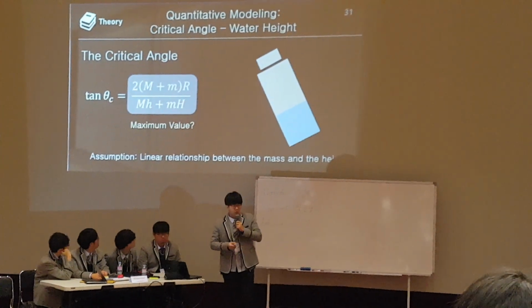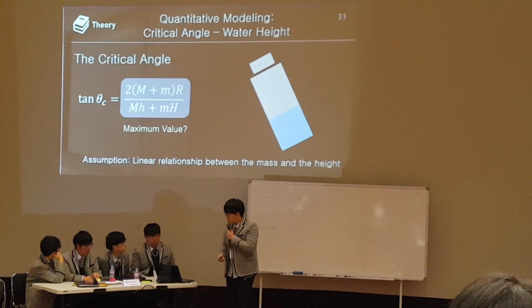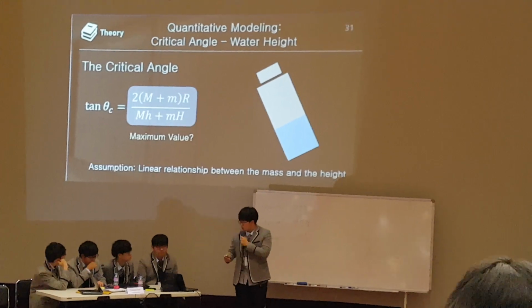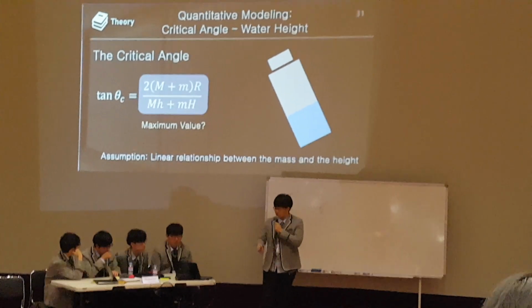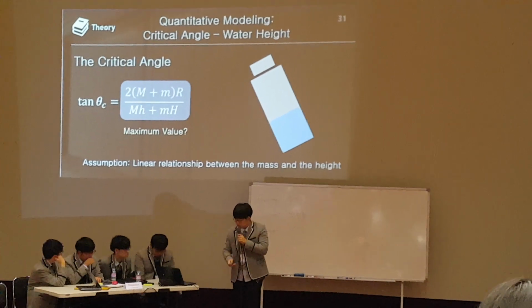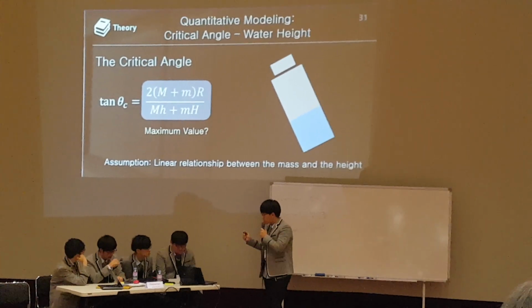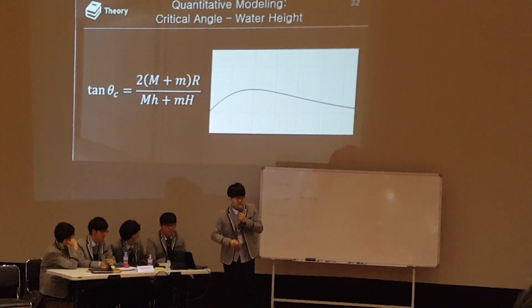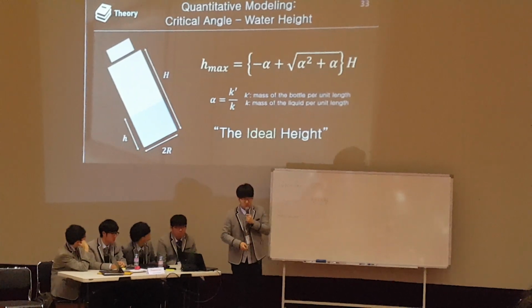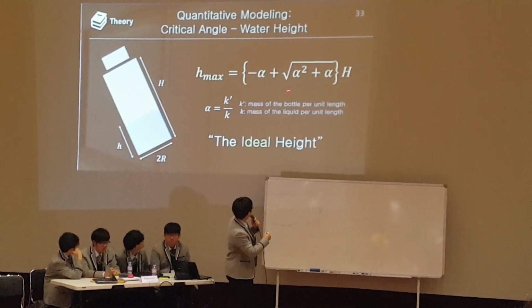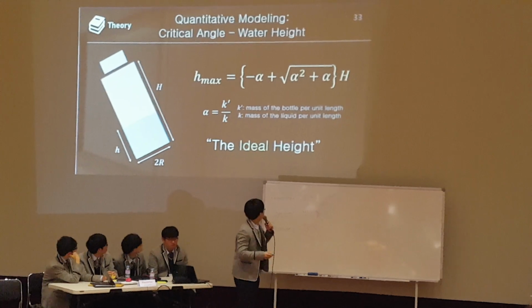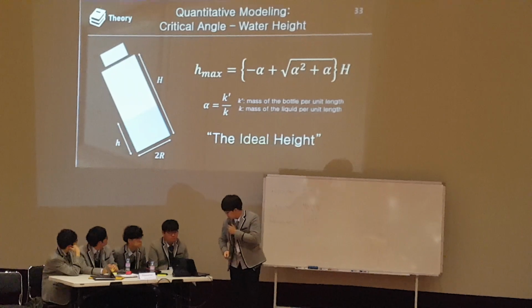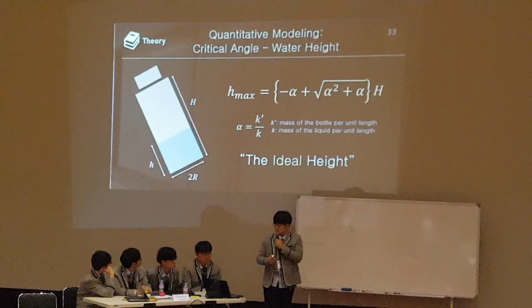And then about the critical angle, what would make the critical angle maximum? We concluded that the initial water height would be an important parameter. So assuming there's a linear relationship between the mass and the height, because the basal area is constant along the z-axis, the tangent theta can be expressed like this, and this is how the graph looks. I'll show that in the experiment. So the initial height can be expressed like this. I derived this myself. The alpha is the ratio between the mass of the bottle per unit length and the mass of the liquid per length. So I decided to call this the ideal height.